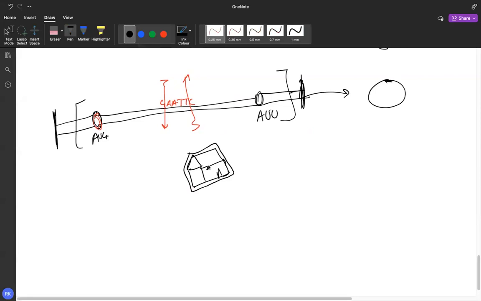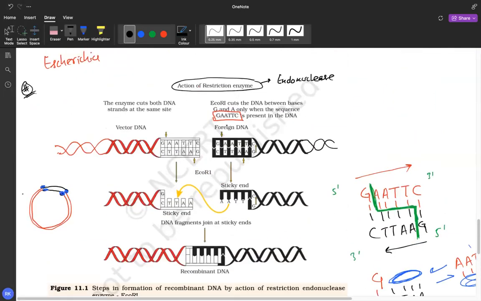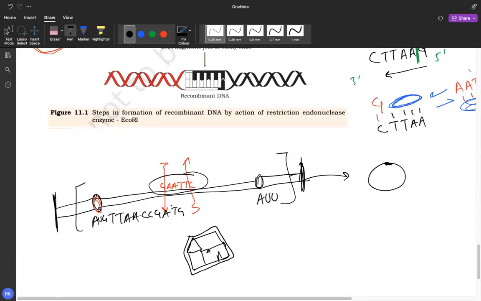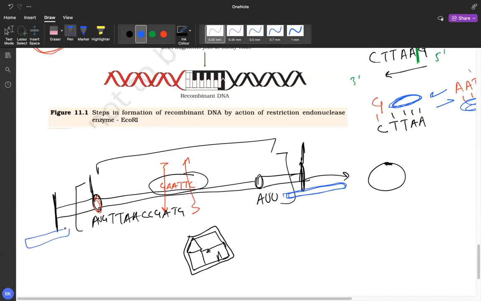It starts with AUG, there'll be TTAACCG, something like that, right? A full gene. If you use EcoRI, it will recognize this sequence. And if that sequence lies within your gene, the start and the end of your gene, then it will cut your gene only. You don't want that. You want a restriction endonuclease which recognizes some sequence which is at the end of your gene, somewhere here or somewhere here, right? So your gene remains untouched.